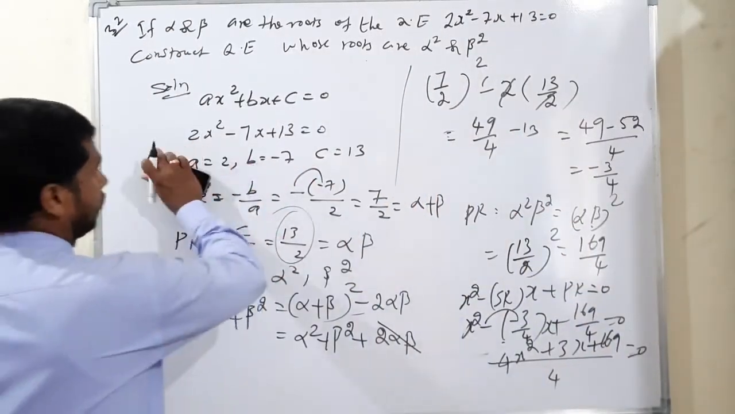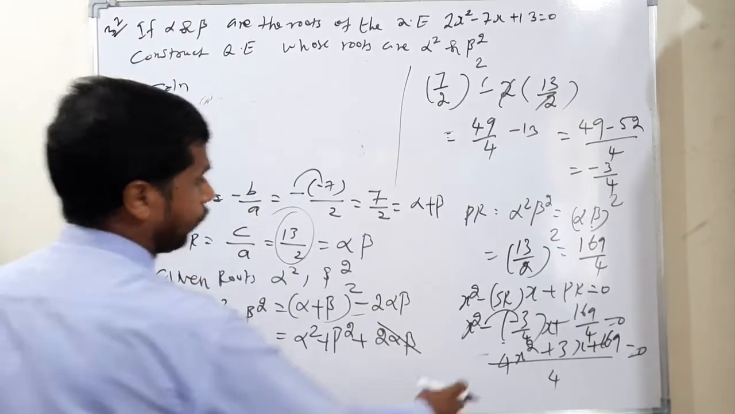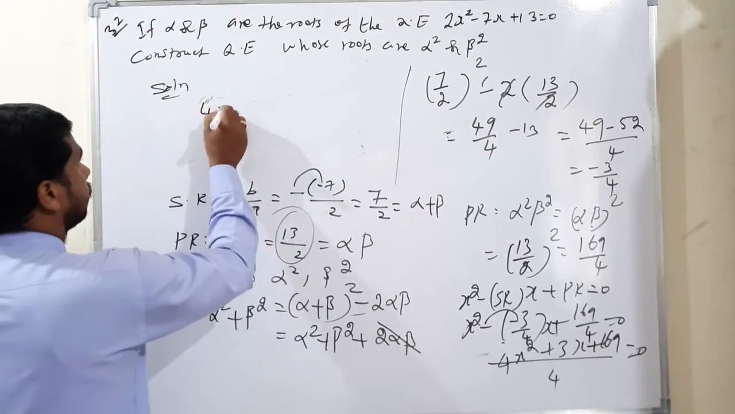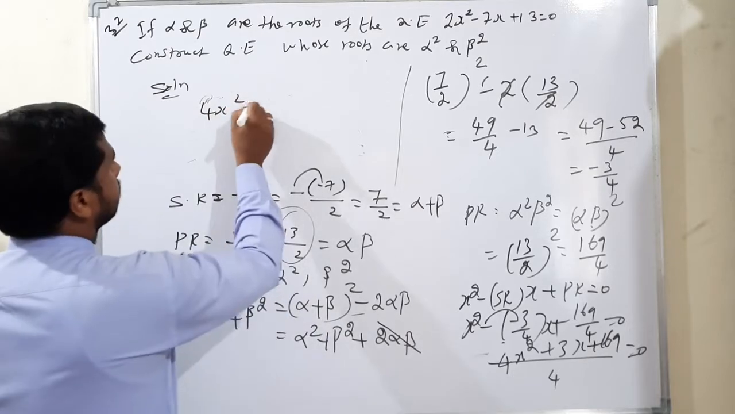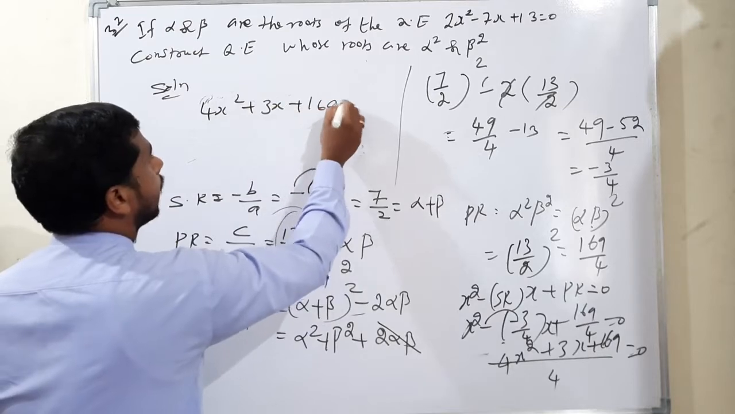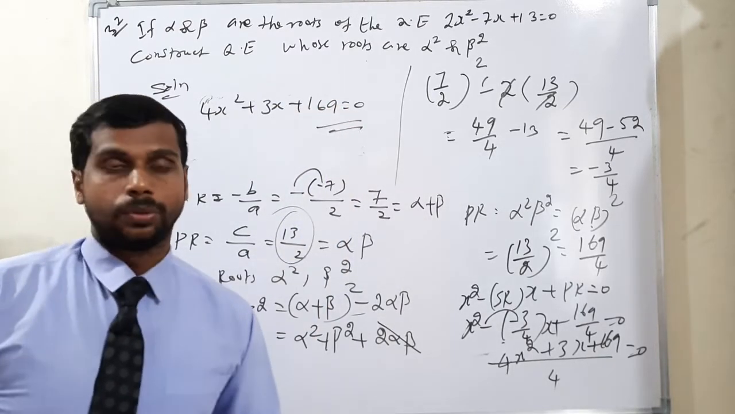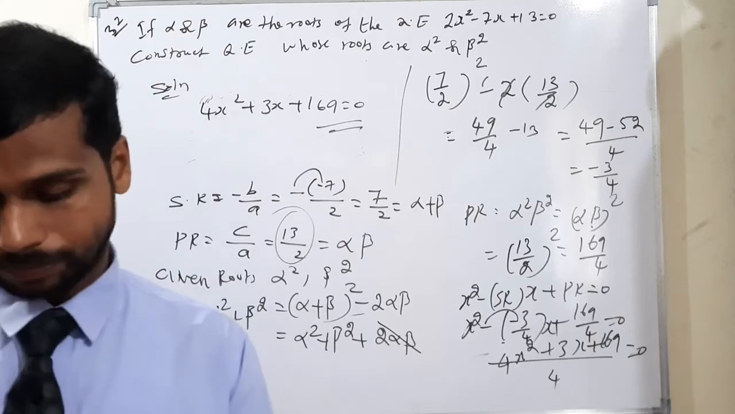So, final answer: 4x² + 3x + 169 = 0. This is the final answer for example 3.2. Okay, I will continue with the next problem.